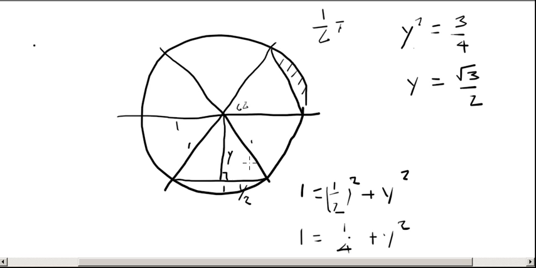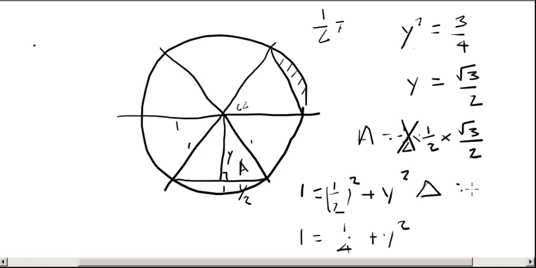So the area of a right triangle is 1/2 the base times the height. Let's call this area A. A is equal to 1/2 the base, which is 1/2, times the height. And we have 2 of them, so we can basically get rid of this 1/2. And so the area of the whole triangle equals the square root of 3 over 4.